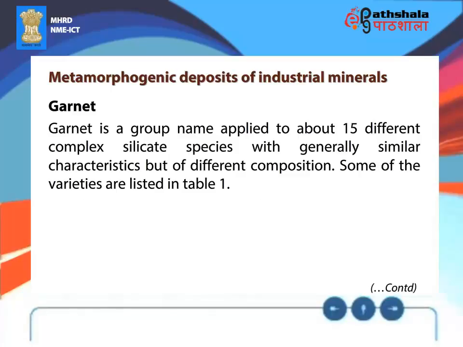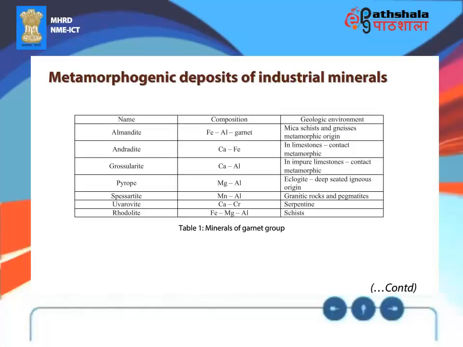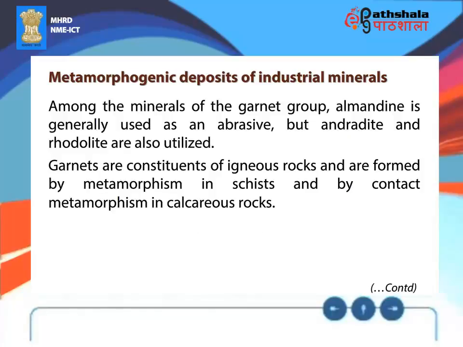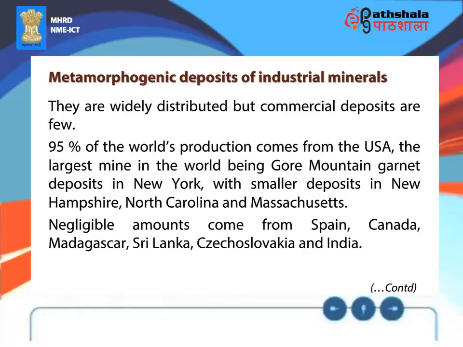Garnet. Garnet is a group name applied to about 15 different complex silicate species with generally similar characteristics but of different composition. Some of the varieties are listed in Table 1. Table 1 shows the minerals of the garnet group. Among the minerals of the garnet group, almandine is generally used as an abrasive, but andradite and rhodolite are also utilized. Garnets are constituents of igneous rocks and are formed by metamorphism in schists and by contact metamorphism in calcareous rocks. They are widely distributed, but commercial deposits are few.